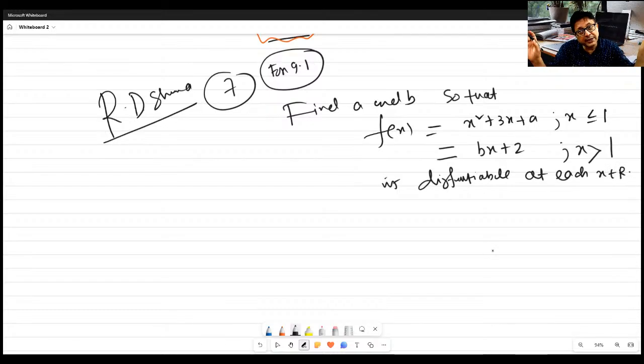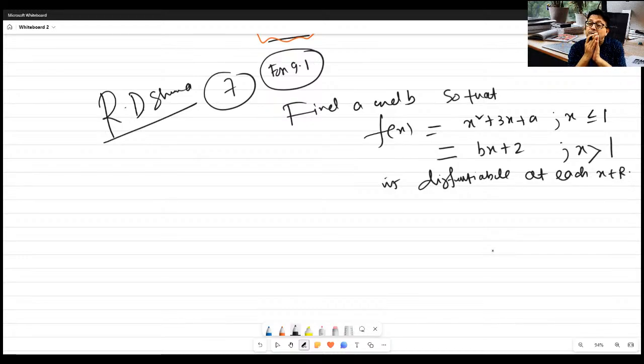I am showing you just elementary examples today, but suddenly this question arises. Have I told the concept? Differentiable at each x belongs to R. Unlike continuity, actually there is no difference.